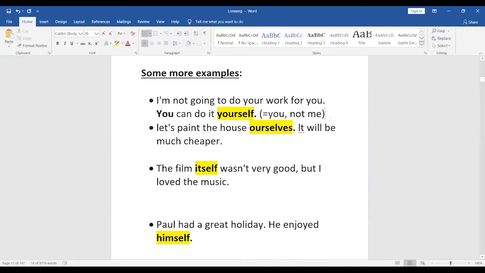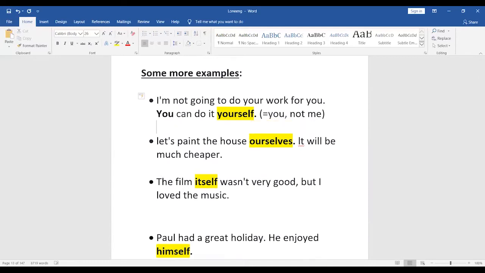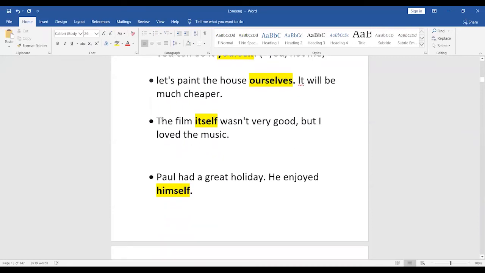Let's take a look at another example. Let's paint the house ourselves. It will be much cheaper. So here, ourselves, because we are going to do it. The third one is, the film itself wasn't very good, but I love the music. So the film, since it's inanimate, it's going to be itself. Paul had a great holiday. He enjoyed himself.